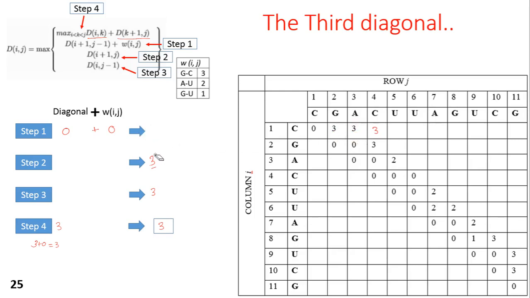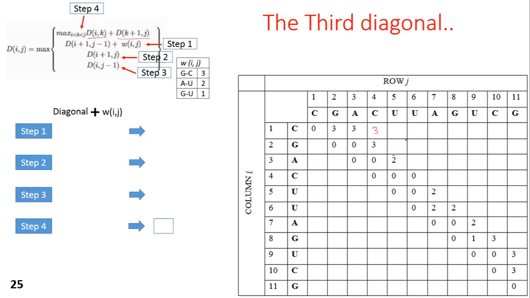Okay, let us rub this after we have populated it. Okay, then we need to move diagonally down. Consider this as a current box.